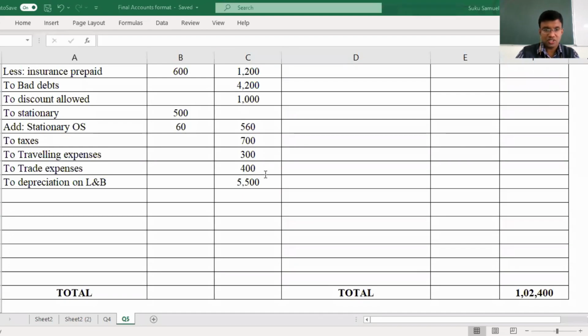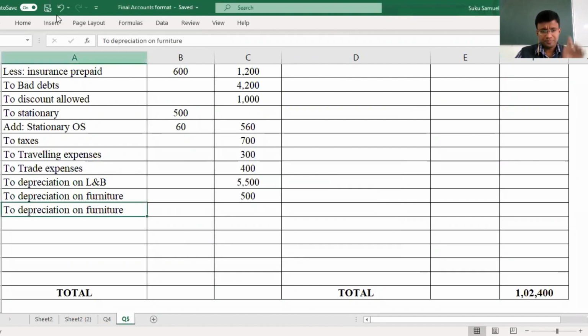Then we have to charge depreciation on furniture. On furniture, the depreciation is charged at 10%. So 10% of what amount? 10% of 5,000, which is 500. Then we have machinery. 10% of machinery, which works out to be 10% of 9,000, which is 900.